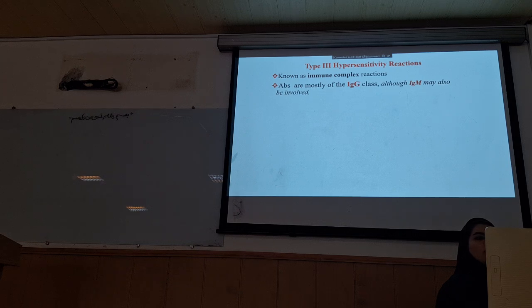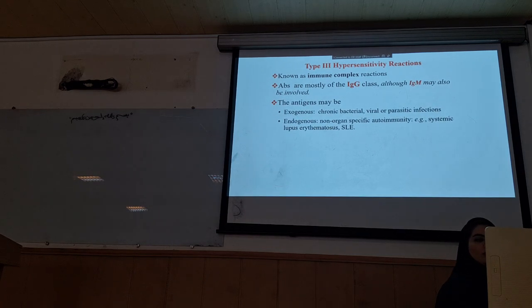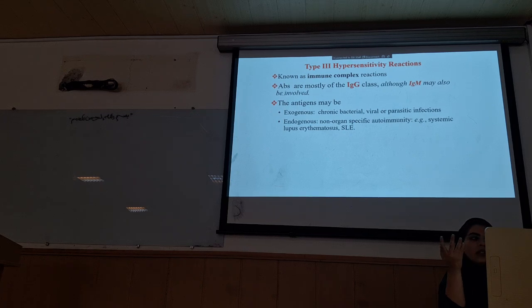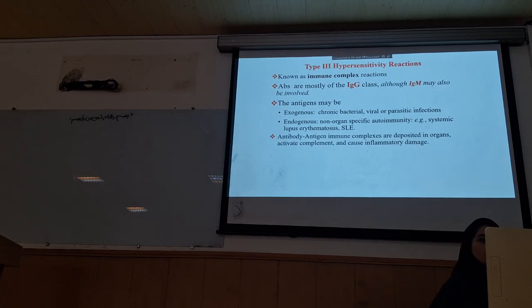Type 3 hypersensitivity reaction, known as immune complex reaction. The antibodies here are mostly IgG, and also maybe IgM. The antigen may be exogenous or endogenous. In type 2, the antigen was always endogenous, in the tissue, because the antibody directly attached to the antigen in the tissue. But here the antigen may be exogenous or endogenous.